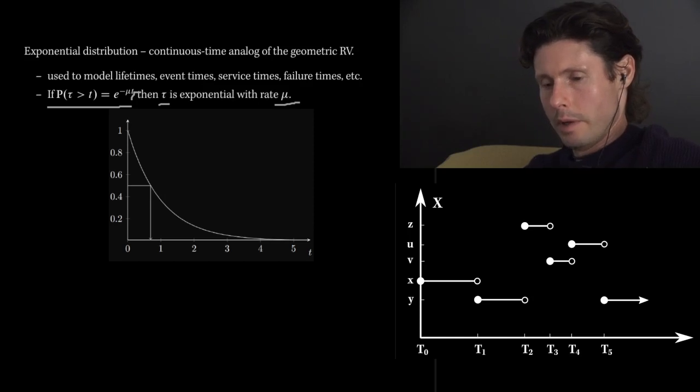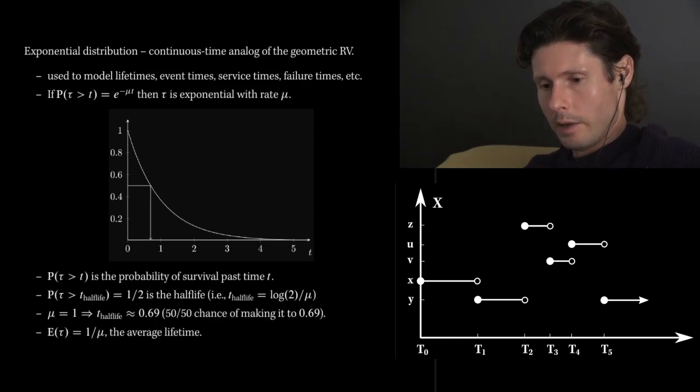I've plotted here this survival probability. So this is a plot of the probability of tau being greater than t, with t on the x-axis. There are a couple of useful concepts to know about. One is that this probability is called the survival probability. The other is something called the half-life.